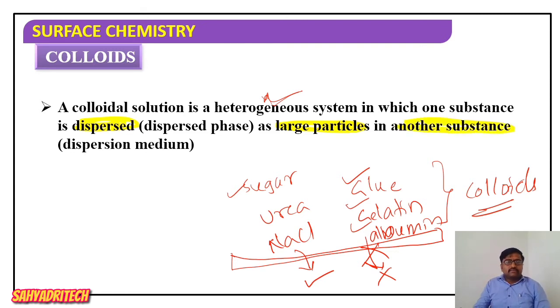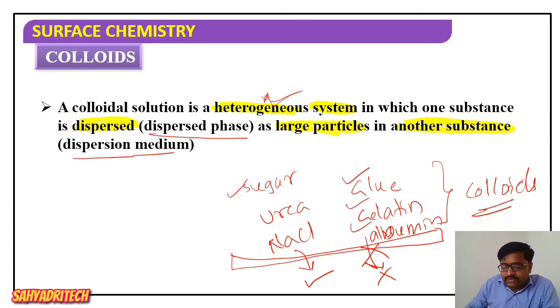So again, colloid is a heterogeneous system in which one substance is dispersed in another substance. A colloidal solution is a heterogeneous system in which one substance is dispersed as a large particle in another substance. The particles which are dispersed are called the dispersed phase, and the other substance is named the dispersion medium.